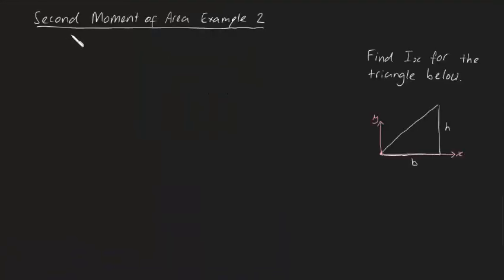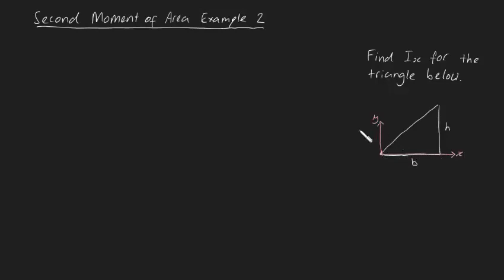G'day guys, in this video I'm going to be showing you how to solve a second moment of area problem. Here we're asked to find the second moment of area about the x-axis for the triangle below. As you can tell, this is a triangle of base b, height h, and the axis we're dealing with is located at this vertex just here.